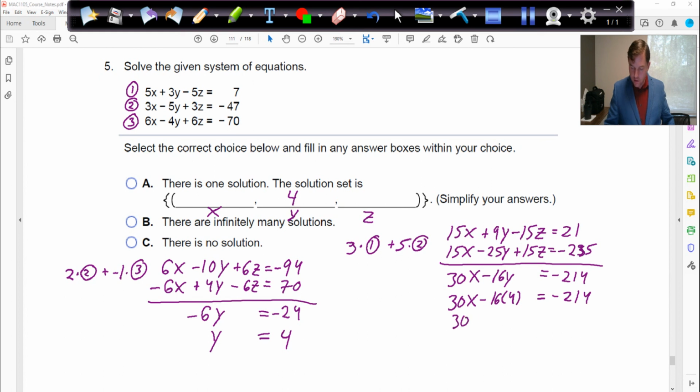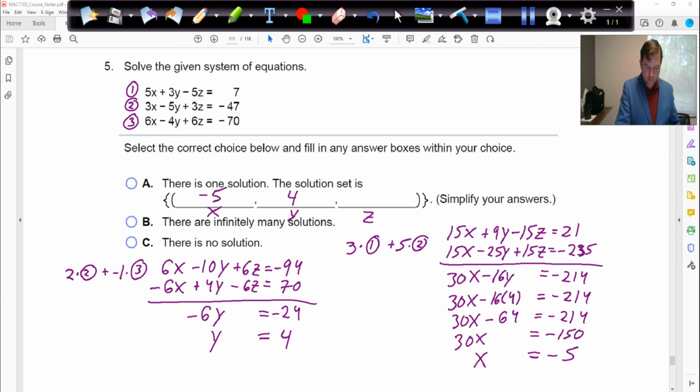And we're going to get 30x minus 64 equals minus 214. Add 64 to both sides. 30x equals minus 150. And this is again where I said these tend to be nice whole numbers at the end. Divide by 30, x is negative 5. Okay, so not too bad. The numbers got a little big on that one, but we could still handle it all right.